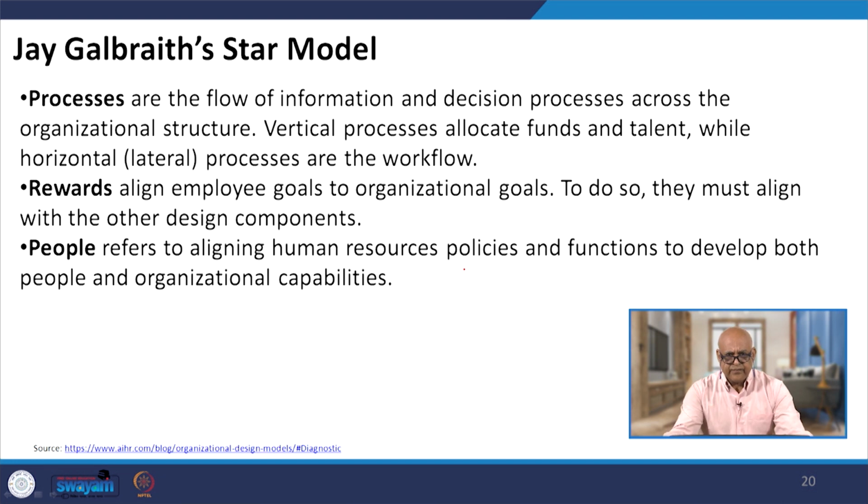So processes are the flow of information and decision processes across the organizational structure. Vertical processes allocate the funds and talent, while the horizontal lateral processes are the workflows. Rewards align employees' goals to organizational goals. To do so, they must align with the other design components. People refers to aligning the human resource policies and functions to develop both people and organizational capabilities.